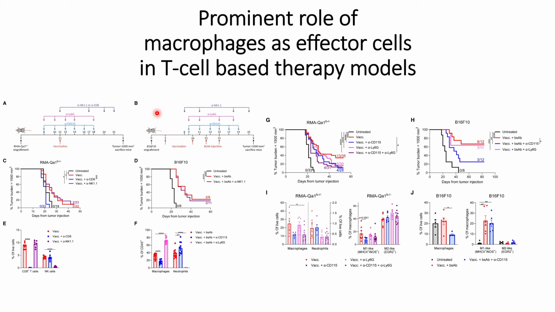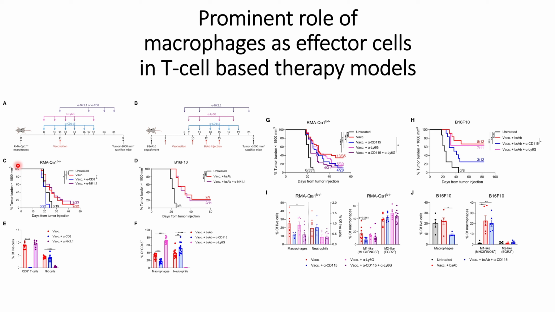In order to check the role of different effector cells in the T cell based therapy models, they used antibodies to deplete different immune cells. To deplete CD8 plus T cells, they used anti-CD8 plus, and anti-NK 1.1. To deplete neutrophils, they used anti-Ly6G, and to deplete macrophages, they used anti-CD115. And these are the experimental models that they have used.